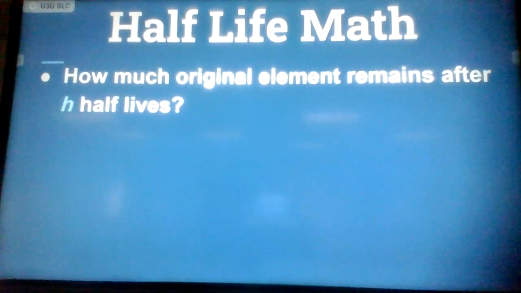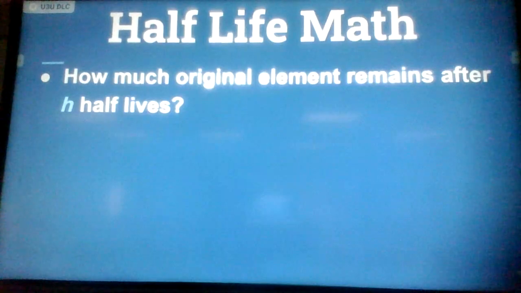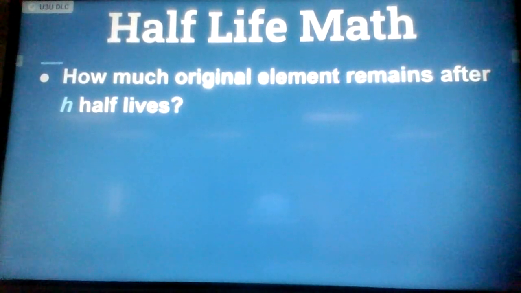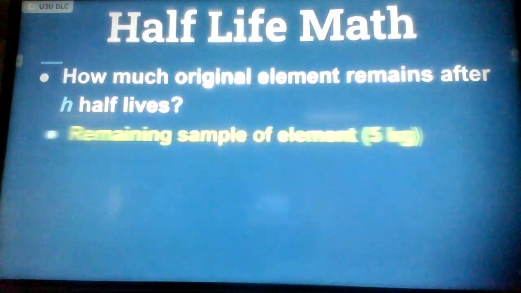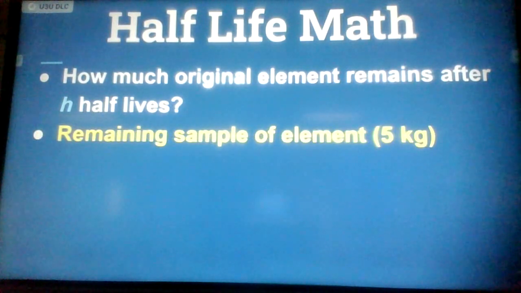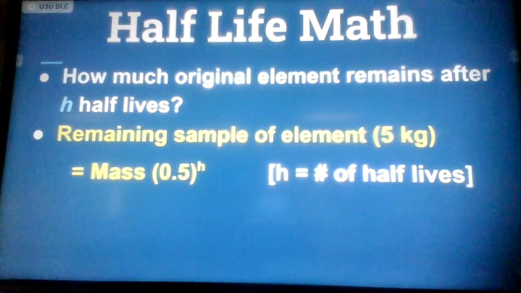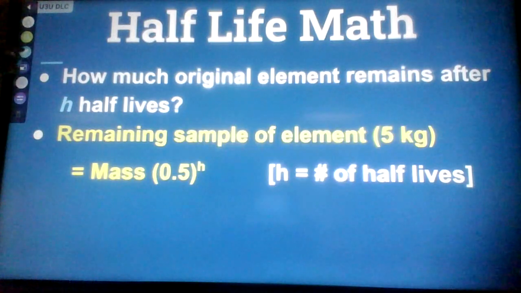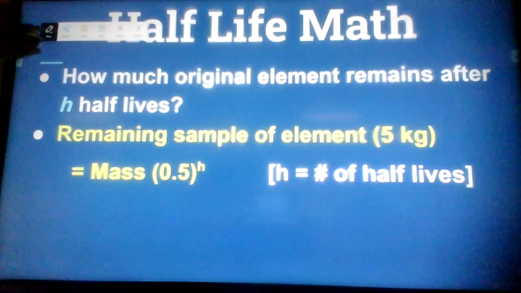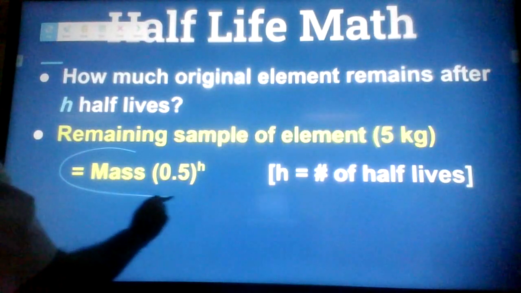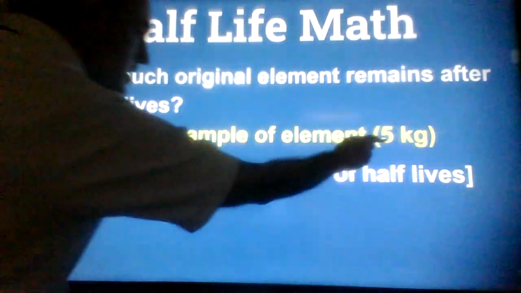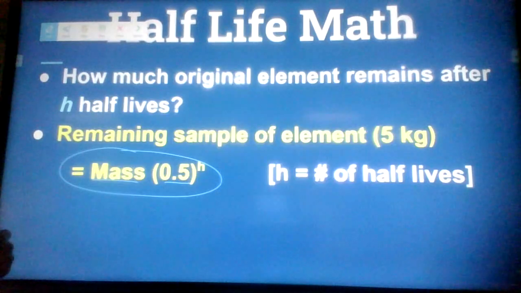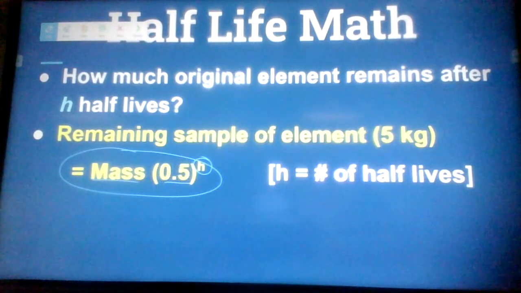Here's a potential test question. How much original element remains after H half-lives? So I could say H is 4 or H is 5, and you'd plug in like in algebra, substitute the given value. Okay, let's look at a sample of the element. We have 5 kilograms of this certain element, and we're going to give this element 4 half-lives. Therefore, here's your equation right here. You might want to make sure you note this. Here's your equation. The mass, which we're given here, times 0.5, which is half, and this exponent will be told how many half-lives. And this example is going to use 4.